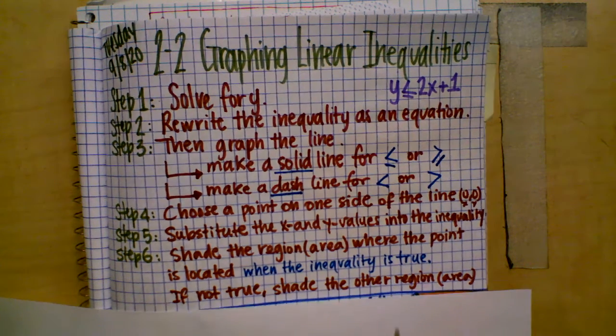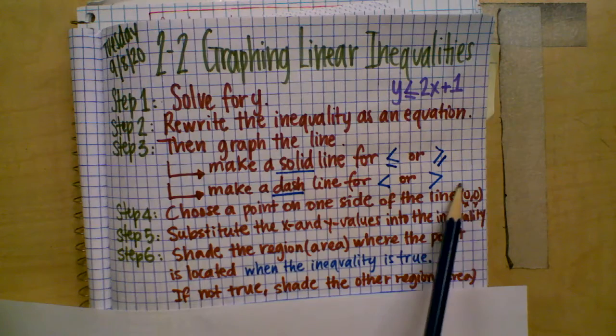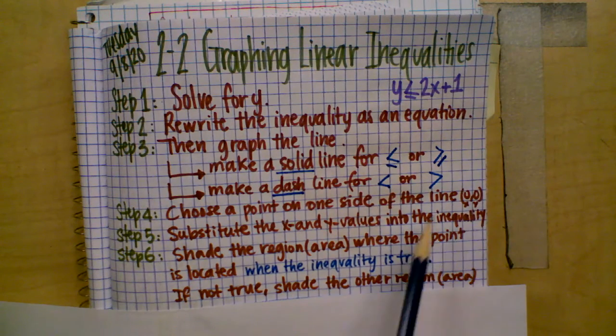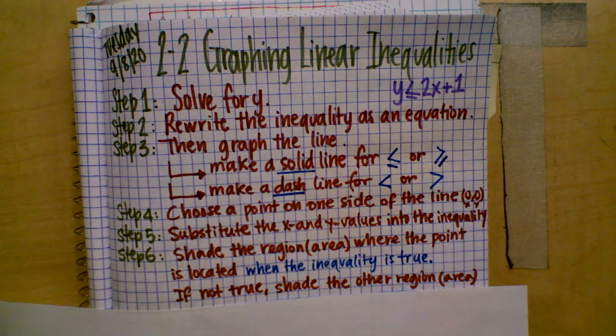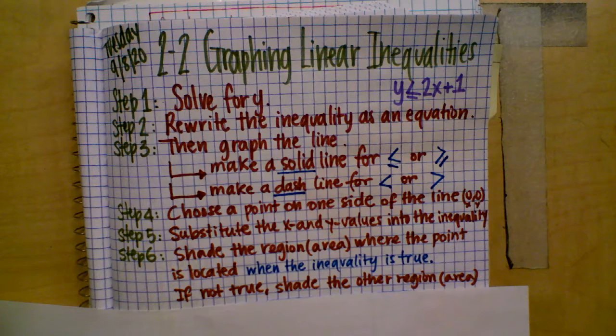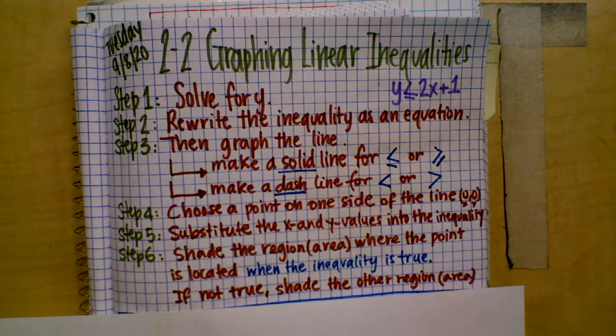So after you plug in the x and y value of your chosen ordered pair into the inequality, if the inequality is true, you want to shade the region where the chosen point is on the x and y coordinate grid. But if the inequality is not true, you want to shade the other side. You want to shade the section where your chosen point is not there. If it doesn't make sense, I'm going to show you an example.